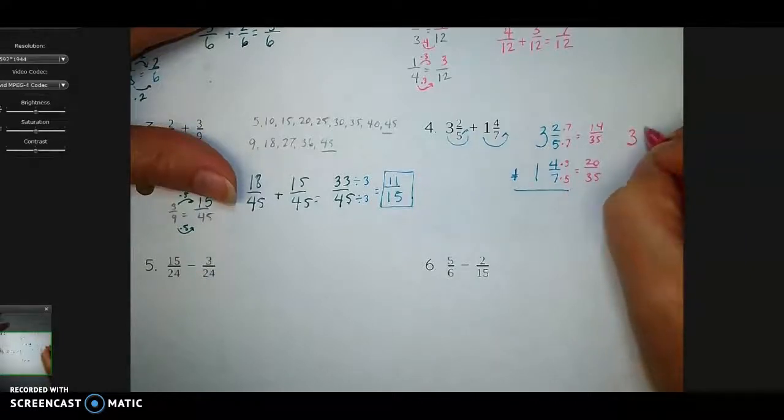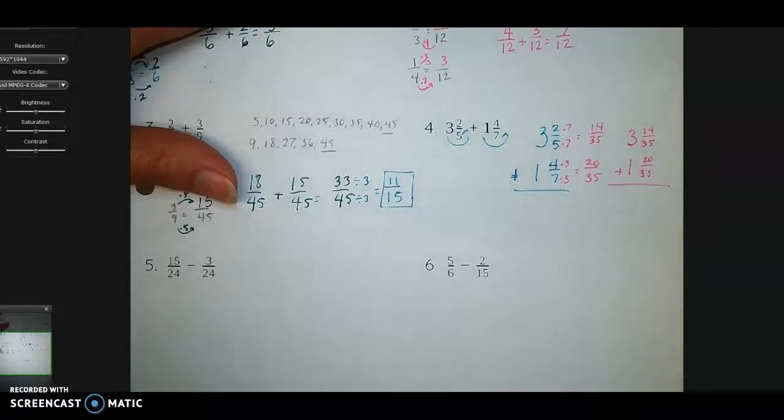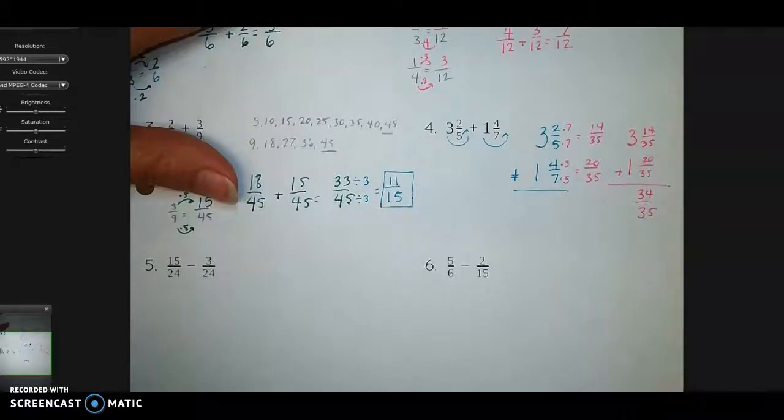So I now have 3 and 14 35ths plus 1 and 20 35ths. 14 plus 20 is 34 over that 35, that common denominator that we found, and 3 plus 1 is 4.